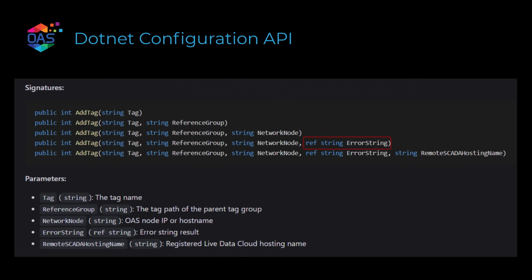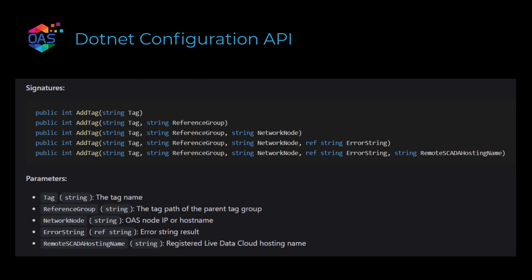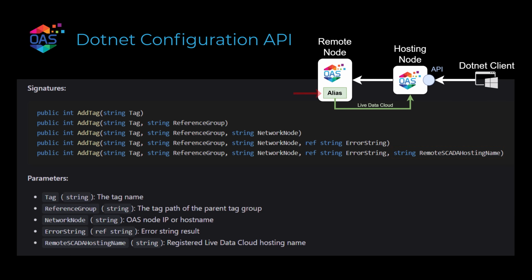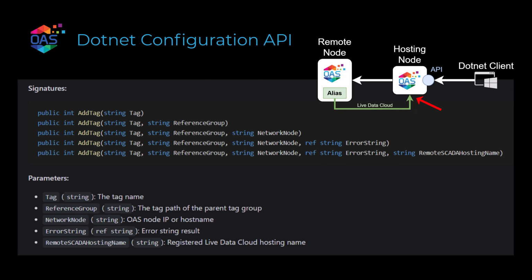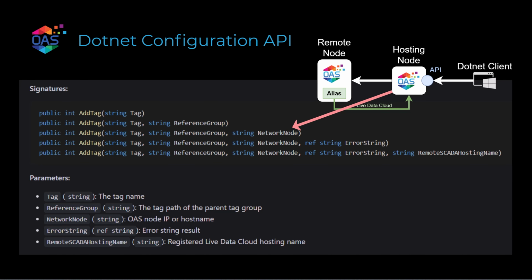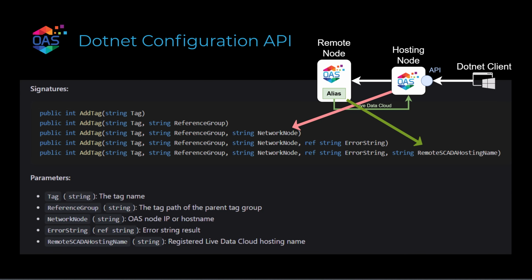The error string argument is a string-based reference argument. The API client will set this based on whether the operation was successful or not. Finally, the remote SCADA hosting name argument is used to specify a live data cloud alias of a remote node that is registered on the hosting node specified by the network node argument. In other words, to use this feature, you must set the network node to point to the live data cloud hosting node, and the remote SCADA hosting name must be the alias of the remote node.